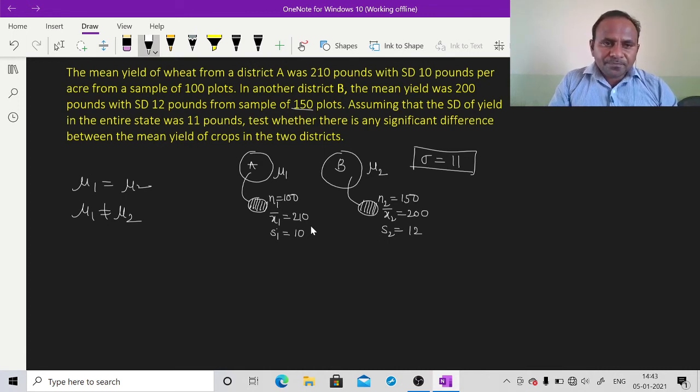So to test this, you indicate this as your null hypothesis, whereas this is the alternative hypothesis H1. So you are testing whether there is no significant difference between the two yields, but you are taking it as mu1 not equal to mu2. I mean, in a contradictory way, you are taking that the mean yields of the two districts are not the same. There is a significant difference.